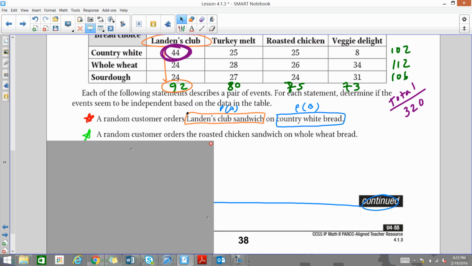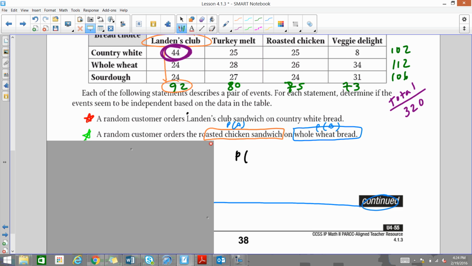So now what we're going to do is we're going to say our random customer orders the roasted chicken sandwich. So now that's going to be our probability of A. And whole wheat bread, that's going to be our probability of B. And now we're going to do literally the exact same thing we did. So we're going to say the probability of A intersecting B must be equal to the probability of A times the probability of B. So we go through the same thing. Everything's out of 320 total guests, out of 320 times out of 320.